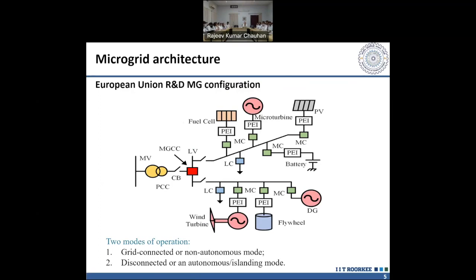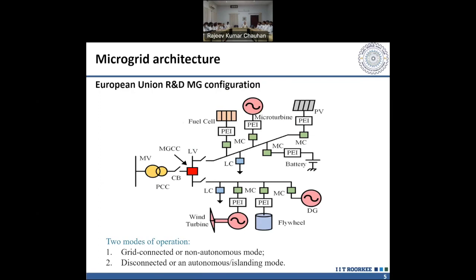Like in your house, if there is no power, the inverter is supplying the power. Is the inverter the source of energy? What is the source of energy in that case? The battery. Battery is the source of energy. So initially it is charging the battery. When there is no power, then this battery is supplying the electrical power. What is the inverter? Inverter is your PEI, the power electronic interface.